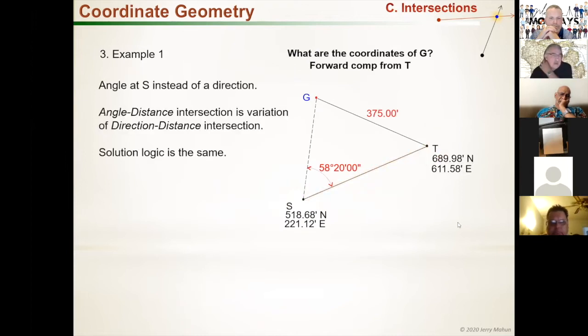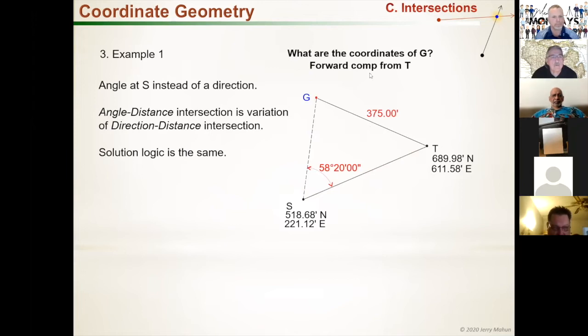Let's look at an example with some numbers in it. And I will have this available for posting. I've got a couple of examples and I won't go through all of them, but kind of talk our way through with respect to working with some numbers and establishing coordinates.